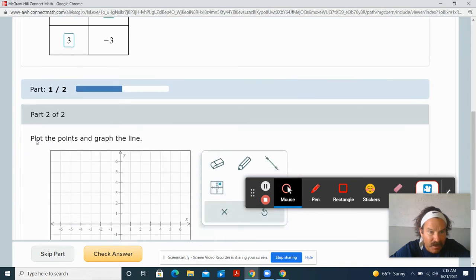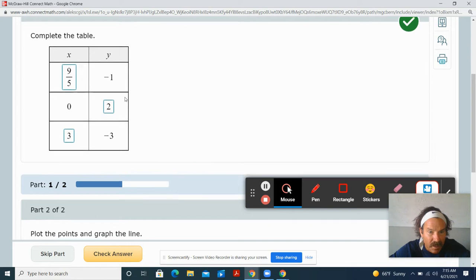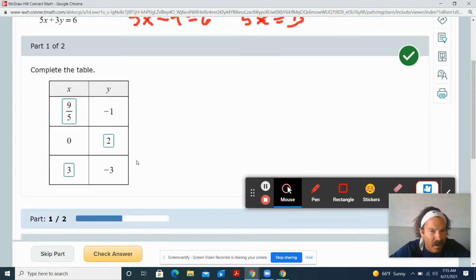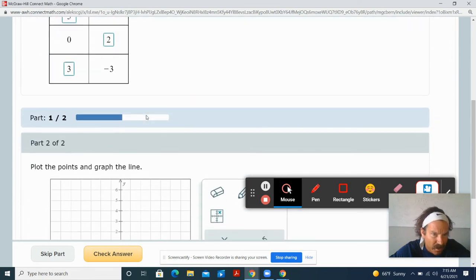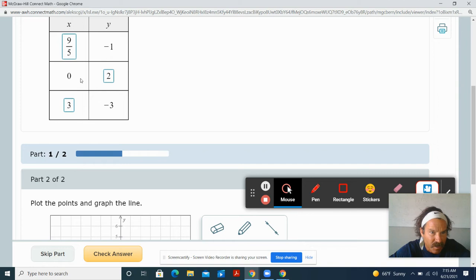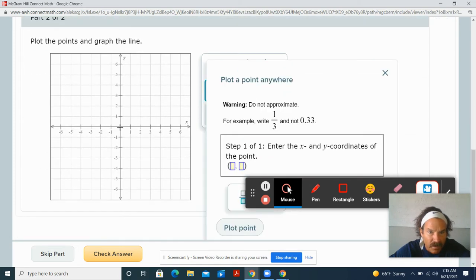It says part 2. It says plot the points and graph the line. So here's the points, and then graph the line. Now, all you need to do is plot 2 of the points, I believe. You don't have to plot them all because 2 points determine a line. So I'm just going to plot these last 2, so I don't have to plot the fraction. So 0, 2, and 3, -3.